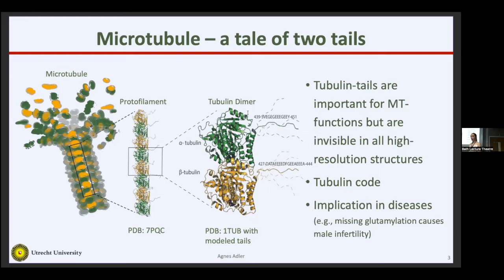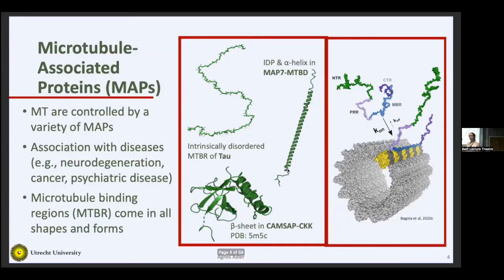They are also subject to a variety of post-translational modifications, so that Carsten Janke coined the term tubulin code in resemblance of the nucleosome code. They are also implicated in diseases. For example, a missing glutamylation is related to male infertility. So quite interesting. For microtubules to function, microtubule-associated proteins, short MAPs, are needed.